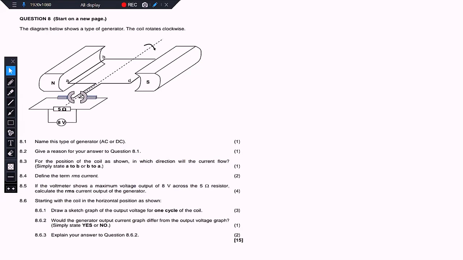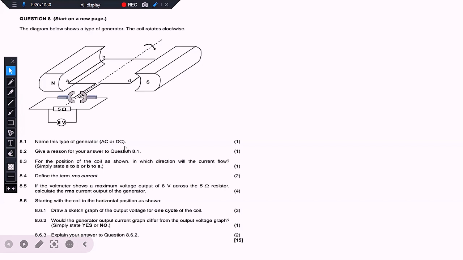Okay, so we have question 8 on electrodynamics. It says the diagram below shows a type of generator and the coil rotates clockwise. So we can see that we are given the direction of the rotation of the coil. Then 8.1 says, name this type of generator. Is it AC or DC?